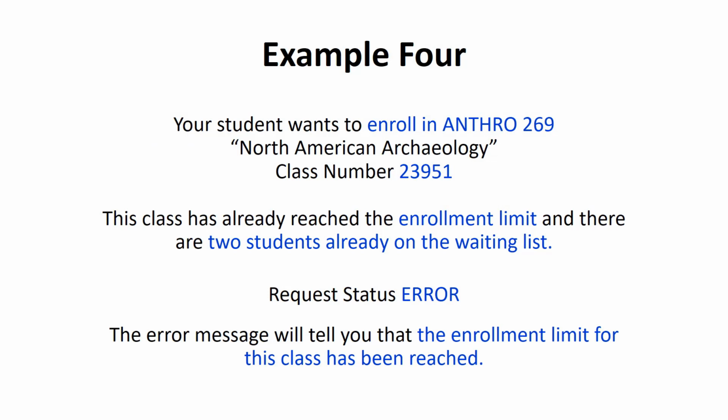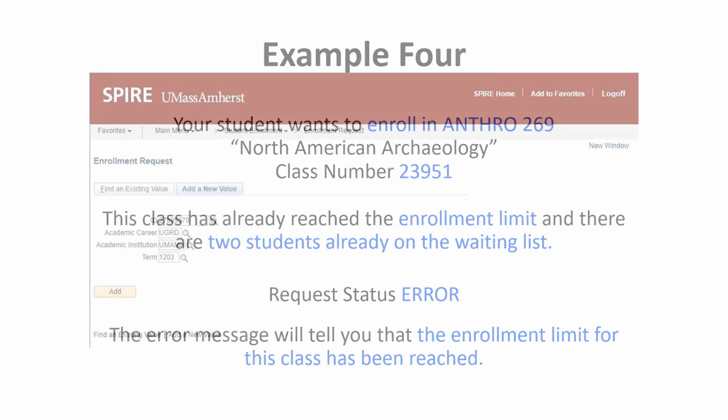Example 4. This is our first example that uses the class enrollment waiting list. Your student wants to enroll in Anthro 269, class number 23951. Unbeknownst to you, this class has reached its enrollment limit, and there are 2 students already on the waiting list. The enrollment request status will be errors found, and the error messages will tell you that the enrollment limit for this class has been reached.